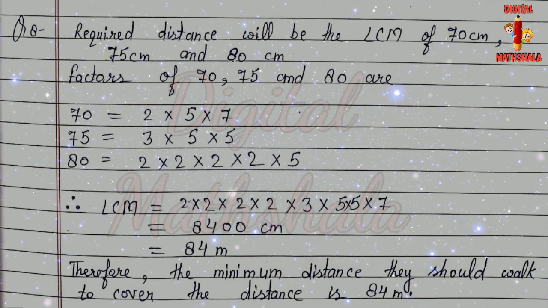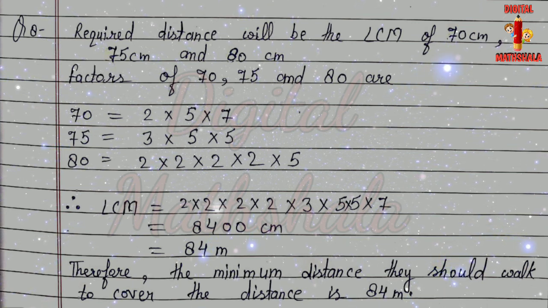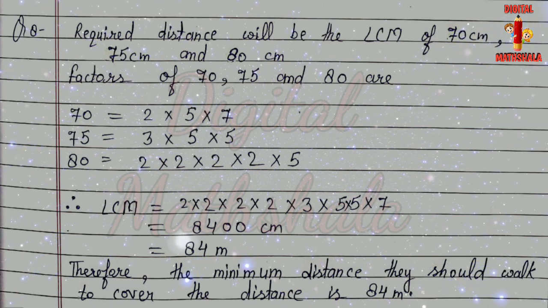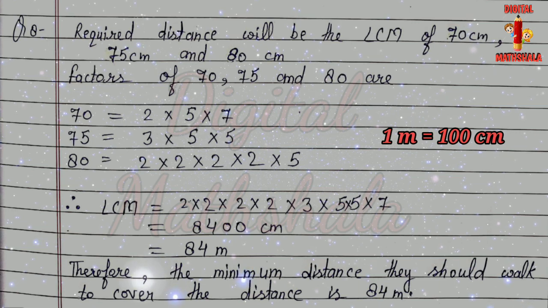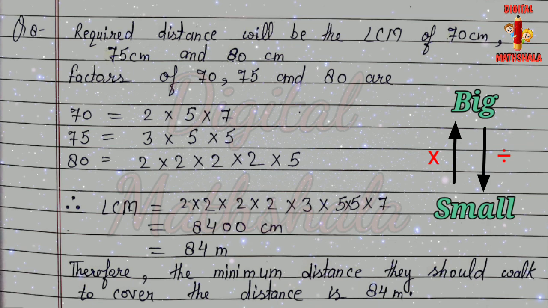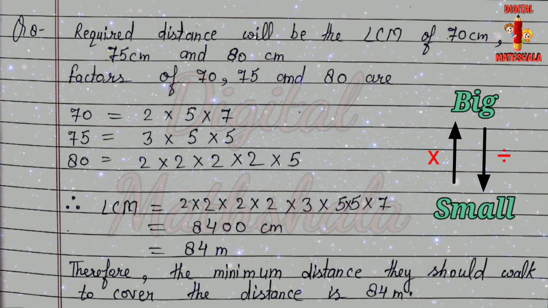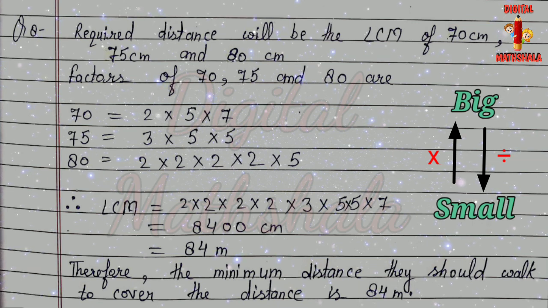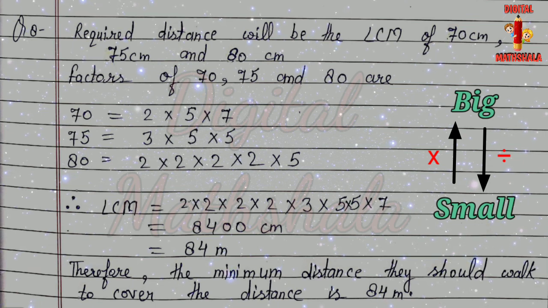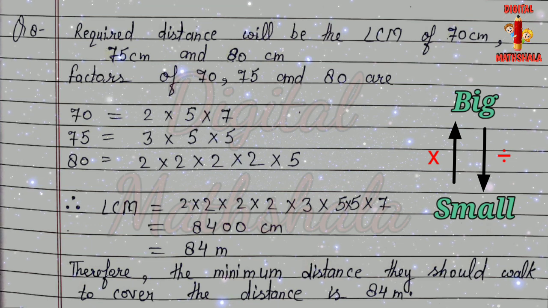When we multiply, we will have 8400 centimeter, and when we change the unit to meters we will divide by 100, because we know that 1 meter equals 100 centimeter. So from a small unit we are changing to a bigger one, so we will divide. As you know, from small to big, when we change the unit we always multiply, and when big to small we are changing, then we always divide. Here small to big we are doing, so divide will come.